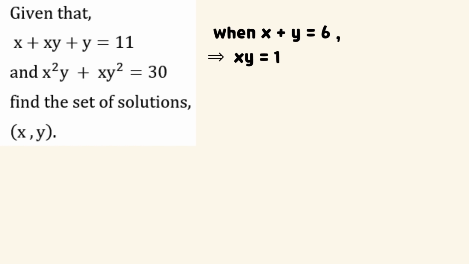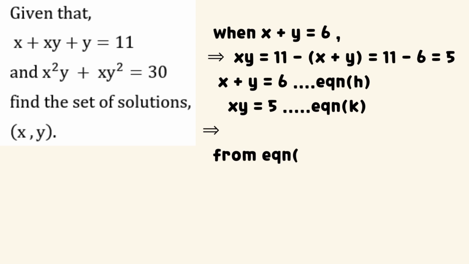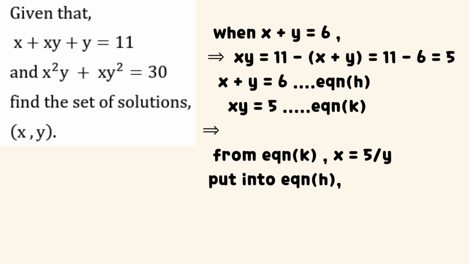When the sum of x and y equals 6, this implies that the product of x and y equals 5. We have that the sum of x and y equals 6. We call it equation H. The product of x and y equals 5. We call it equation K.